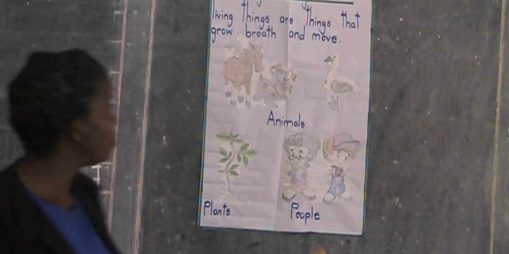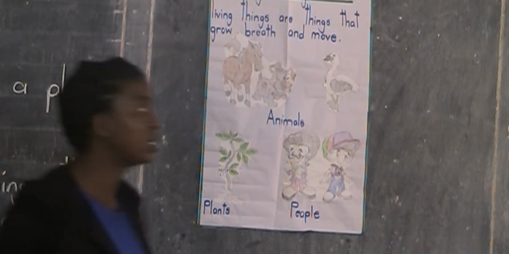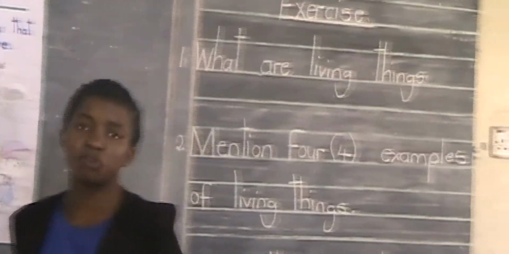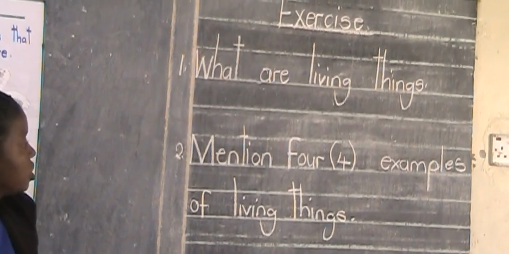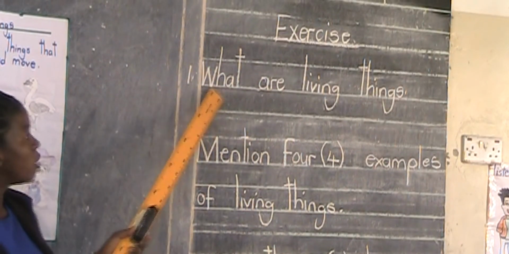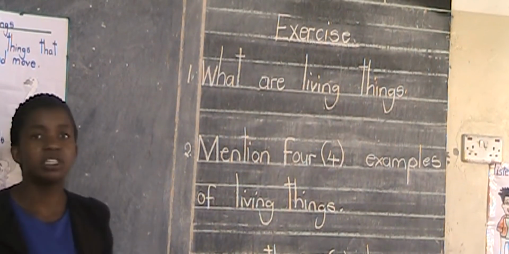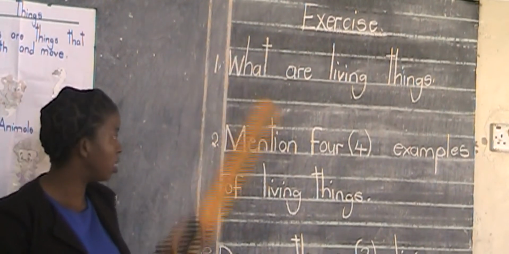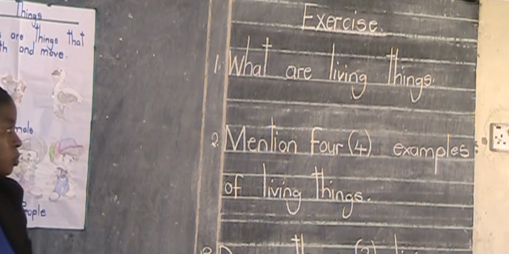So now, since we've looked at living things, we're also going to look at this exercise that we have here, trying to see if you have actually learned anything from what was taught. So the first question reads, what are living things? We've mentioned what living things are. So you're going to write for me the answer below there.